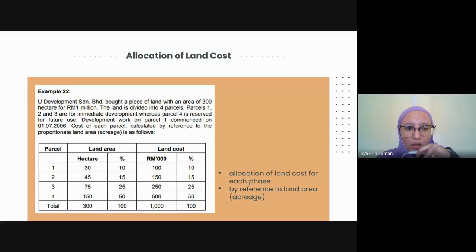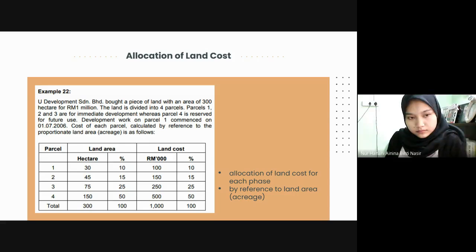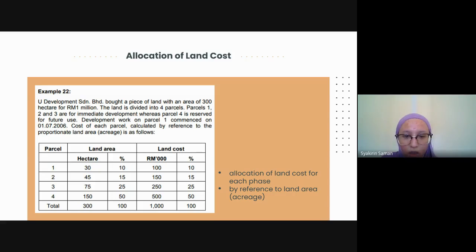Like example 22, U Development Sdn Bhd bought a piece of land with an area of 300 hectare for 1 million ringgit. The land is divided into 4 parcels, parcels 1, 2 and 3 for immediate development, where parcel 4 is reserved for future use. Development work on parcel 1 commenced on 1st July 2006. Cost of each parcel calculated by reference to the proportion of land area is as follows.